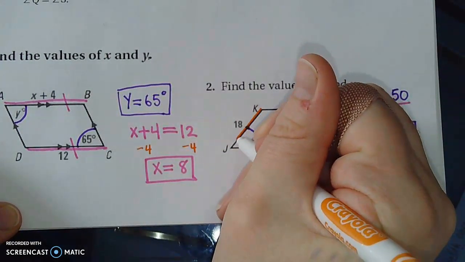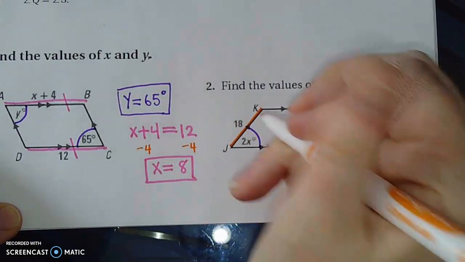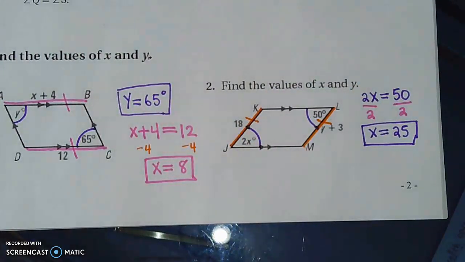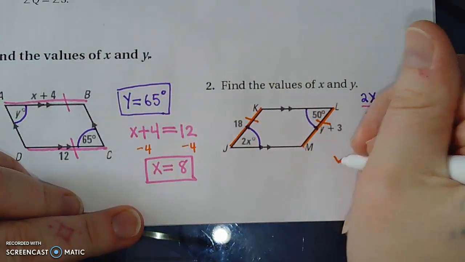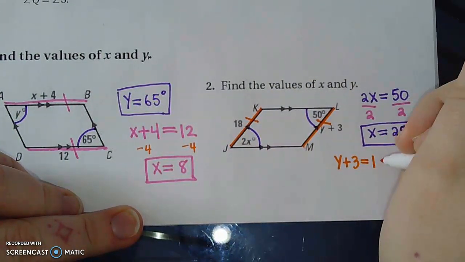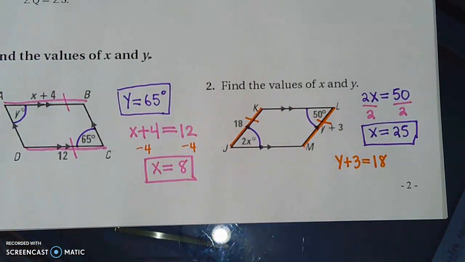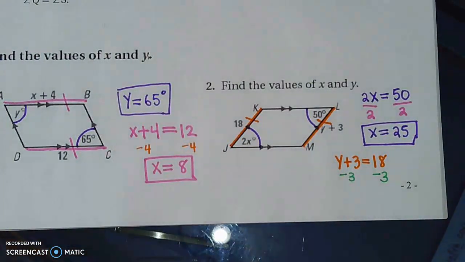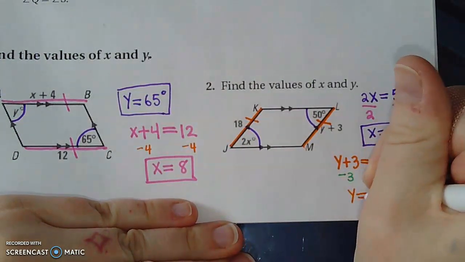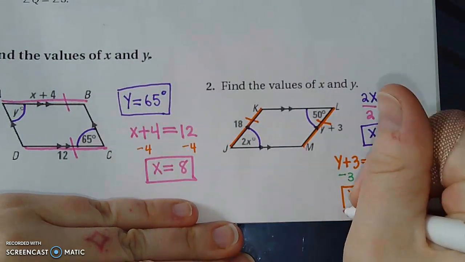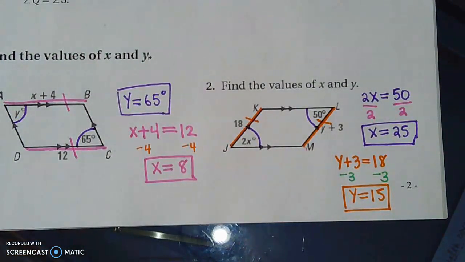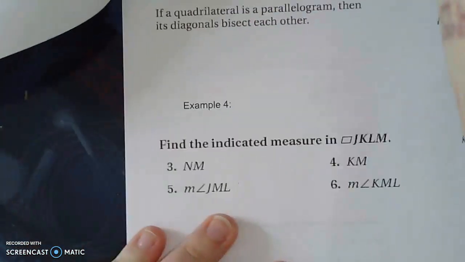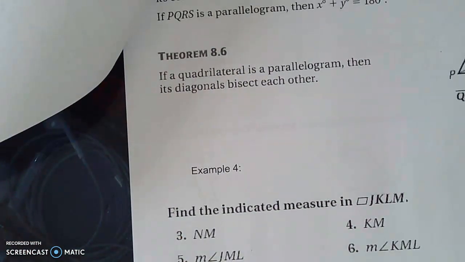Now we get into the sides. I see side KJ and side LM. They are congruent because they are opposite sides of a parallelogram. Setting up an equation, y plus 3 equals 18, and all I need to do is subtract 3 on both sides, which gives me y equals 15. And that's my answer. So let's go ahead and flip the page. We have 2 more theorems to go, and 1 more example.